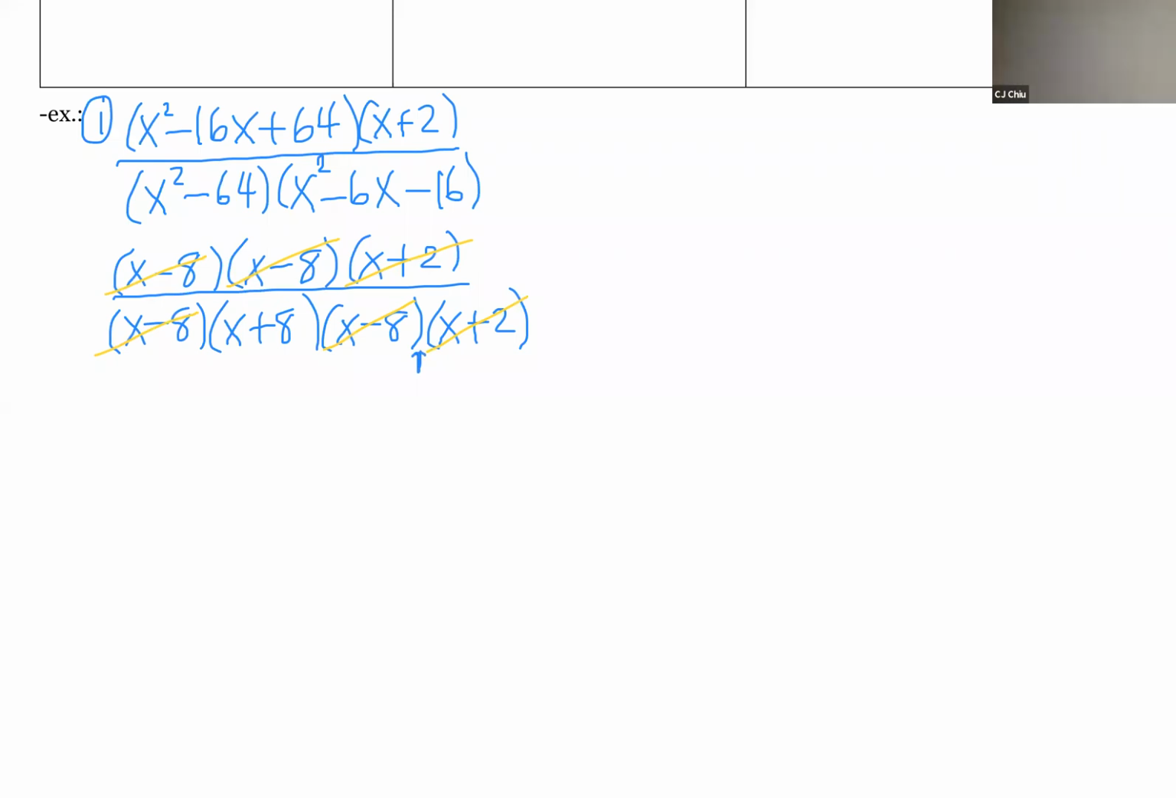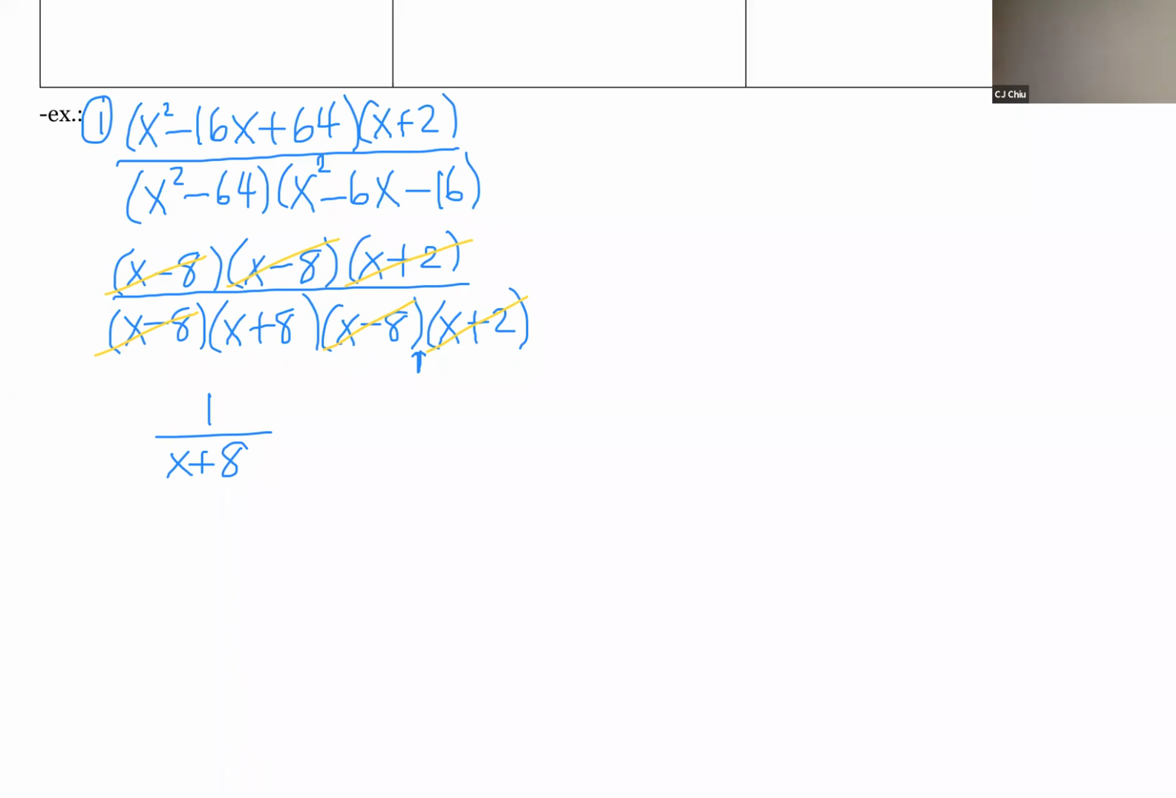Okay. So what are we left with on top? Just 1, because everything canceled, but we're still left with 1, over x plus 8. Okay. What happens now is you need to state what's called excluded values. Okay. So you need to state the values for the variable that will make the denominator 0, and you don't want that to happen, so x is not equal to them.